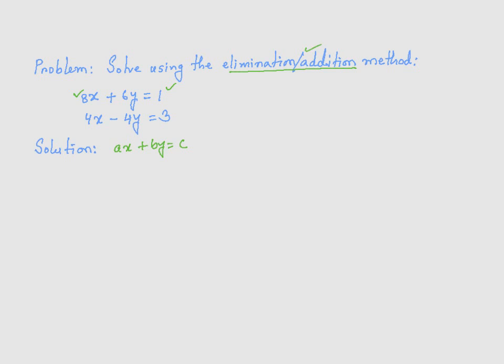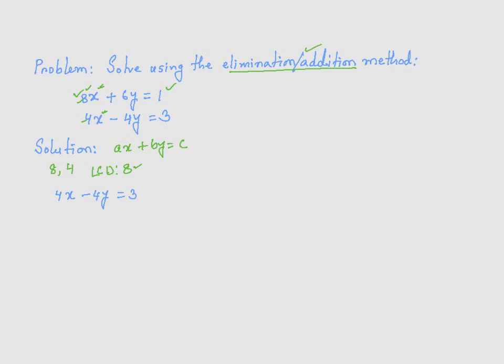Let's say we want to get rid of the x first. To do so, we need to look at the coefficients of x, which are 8 and 4. The LCD of 8 and 4 is just 8. So we want to make sure that one of the coefficients of x is positive 8 and another one is negative 8. And it doesn't matter which one is which, by the way. I could have made this one negative 8, this one positive, or vice versa.